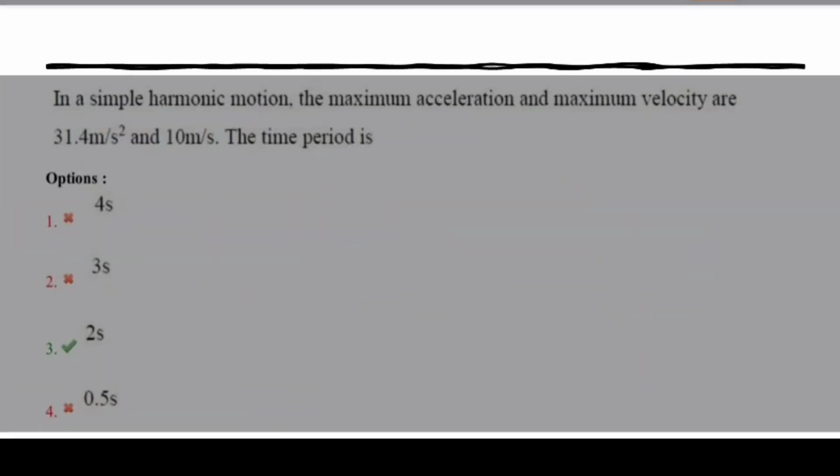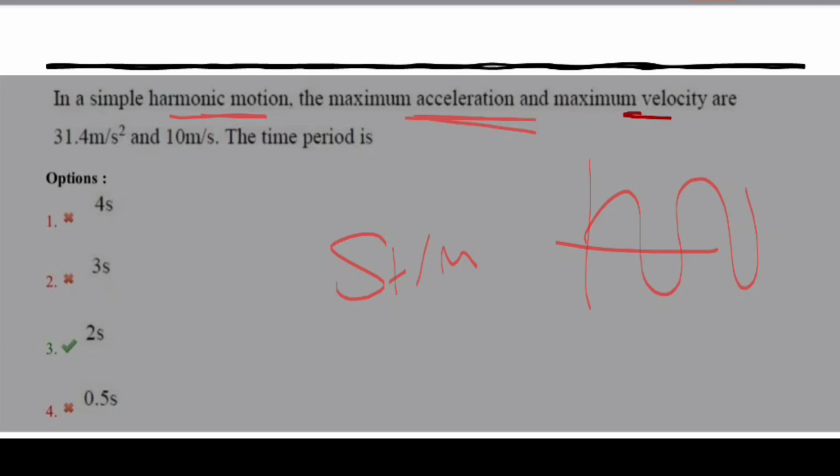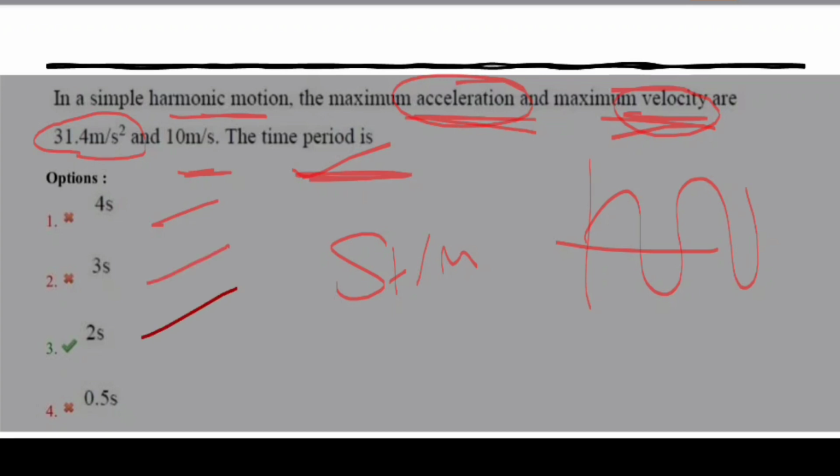Here the next question. In a simple harmonic motion, SHM, the maximum acceleration is 31.4 meter per second square and maximum velocity is 10 meter per second. The time period is, he has given maximum acceleration and maximum velocity. Option A 4s, option B 3s, option C 2s, option D 0.5s. We should calculate the time period.